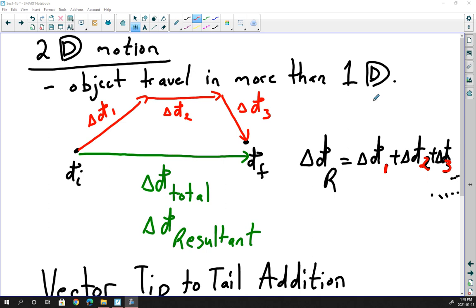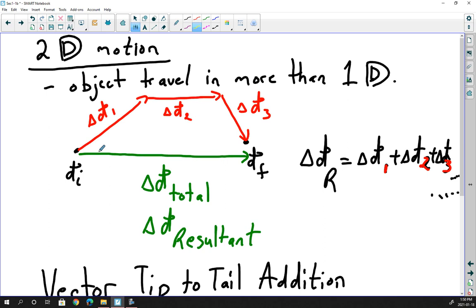Okay, so we're continuing here in section 1.1, a little bit of review. Last year we did some work with objects moving in 2 dimensions, and we ended up with displacements that were so many degrees north of east or something like that. So we're going to do a review of that and extend it a little bit here in grade 12. So we're talking about 2-dimensional motion. So objects travel in more than 1 dimension.